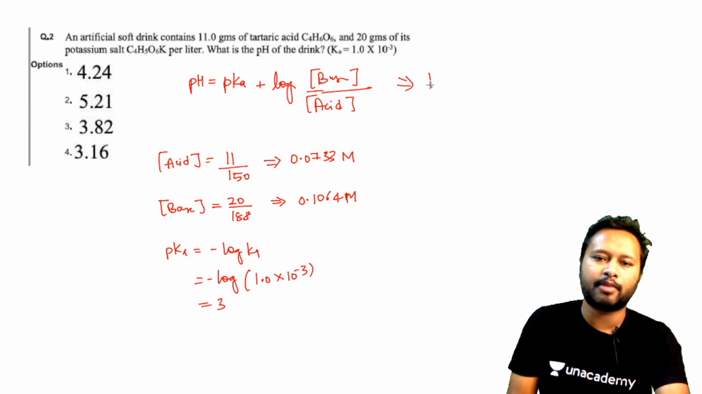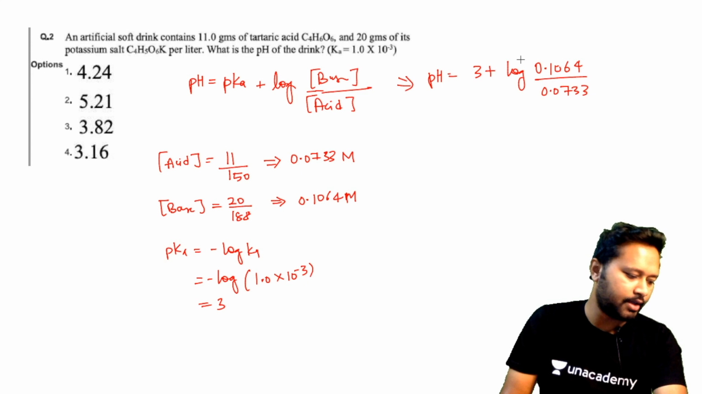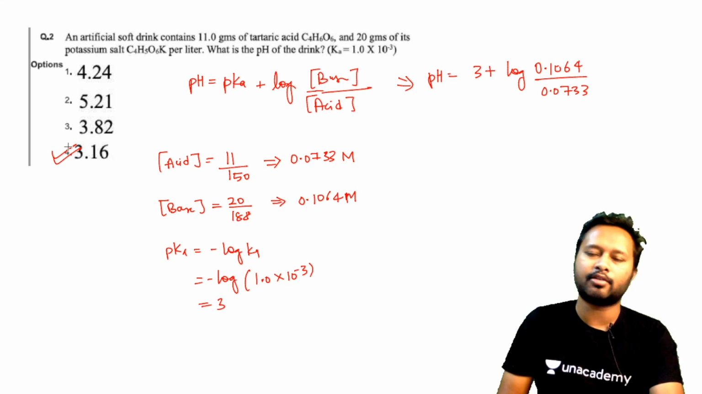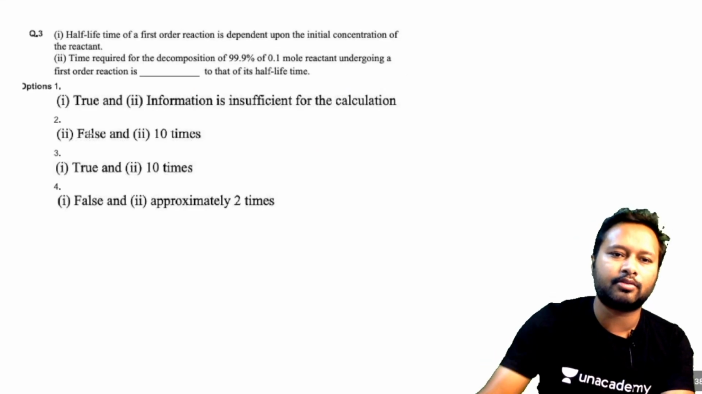What is going to be my pH? So pH will be equal to 3 plus log of the concentration of base, that is 0.1064, divided by the concentration of acid, that is 0.0733. On solving all these things you will get 0.16, and on adding it to 3 it will become 3.16. So the answer is option number 4, 3.16. That's the answer. I hope you understood.